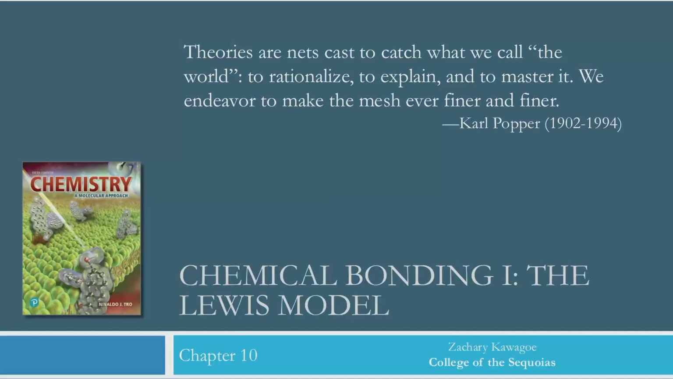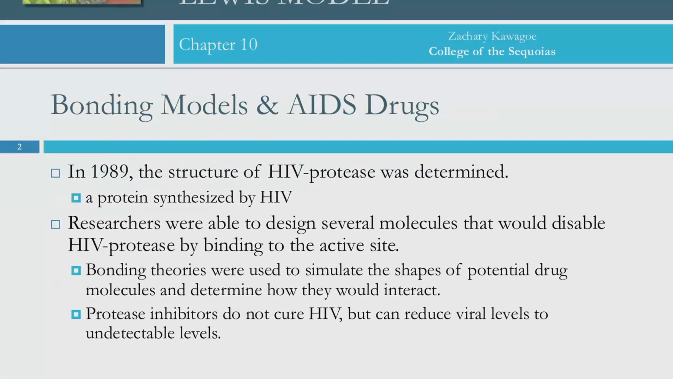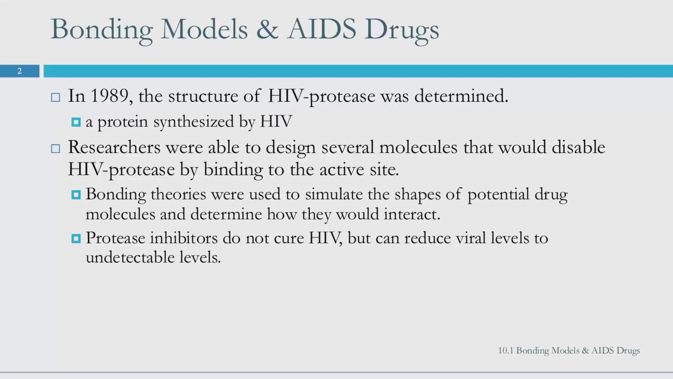Starting off a new chapter, chemical bonding, we're going to be talking about the Lewis model. As the title of the chapter suggests, chemical bonding 1. There's also a chemical bonding 2. That's chapter 11. So bonding models have been around for a while.